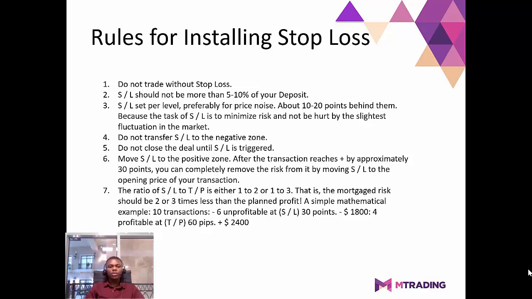That is, the mortgage risk should be 2 to 3 times less than the planned profit. You can follow the simple mathematical example we have down here. 10 transactions: minus, unprofitable at a stop loss of 30 points, it's like 1 minus 1800, to a ratio of 4 profitable at a take profit of 60 pips, which gives us 2400. So now these are rules we need to follow.